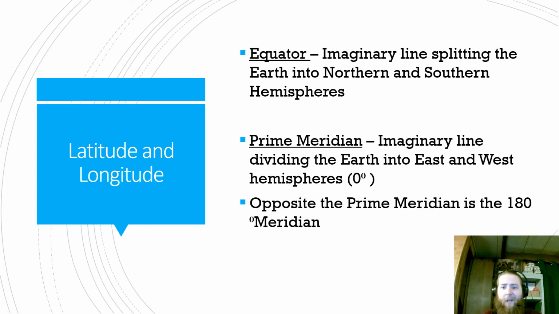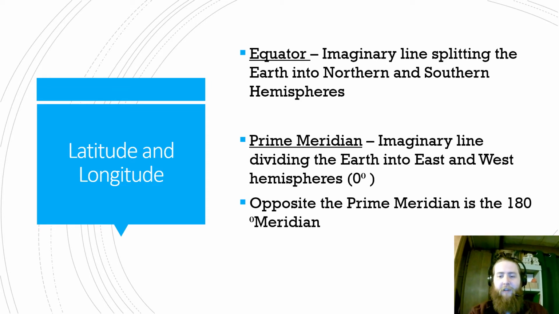The equator is this middle line in between the north and south hemisphere. It's at 0 degrees latitude. The prime meridian is the one that we use to split it into east and west hemispheres. Equator's north and south, prime meridian's east and west. There's a 180 degree meridian on the opposite side of the planet from the prime meridian.